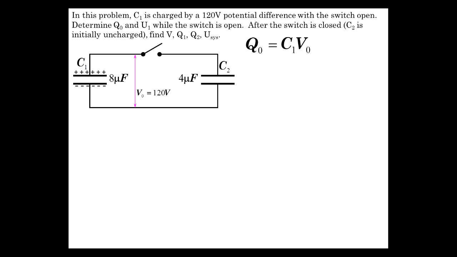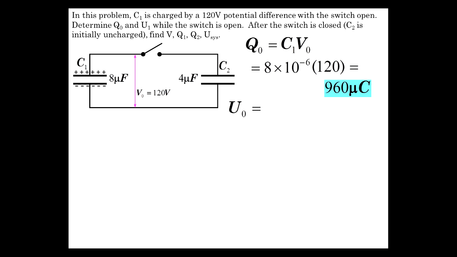The initial charge is C1V0. So keep in mind that this capacitor here isn't even in the circuit because we're putting the voltage across here. So we can throw all this side away. So C1 times the voltage, which is 120 volts, and 8 microfarads. We got 8 times 10 to the negative 6 times 120, 960 microcoulombs. So that's the initial charge, and it's all contained in C1.